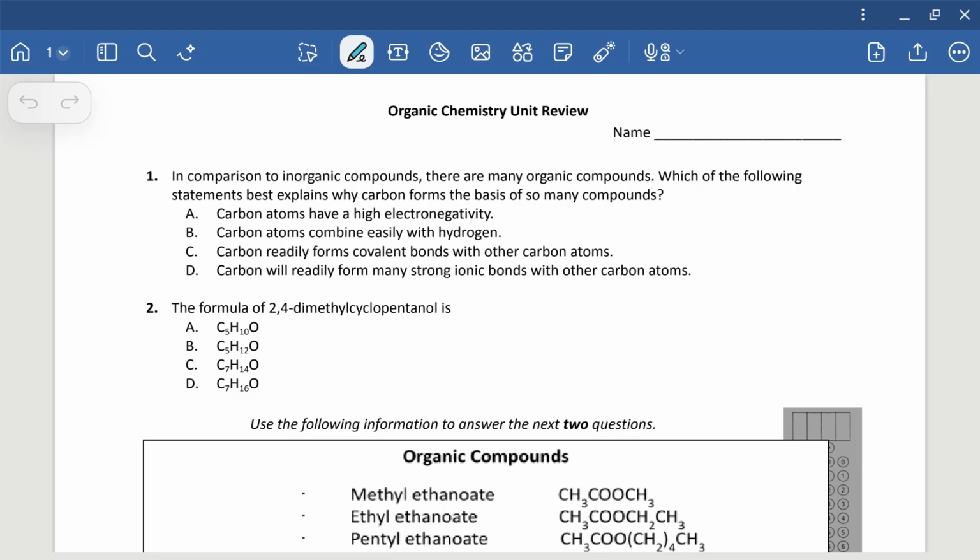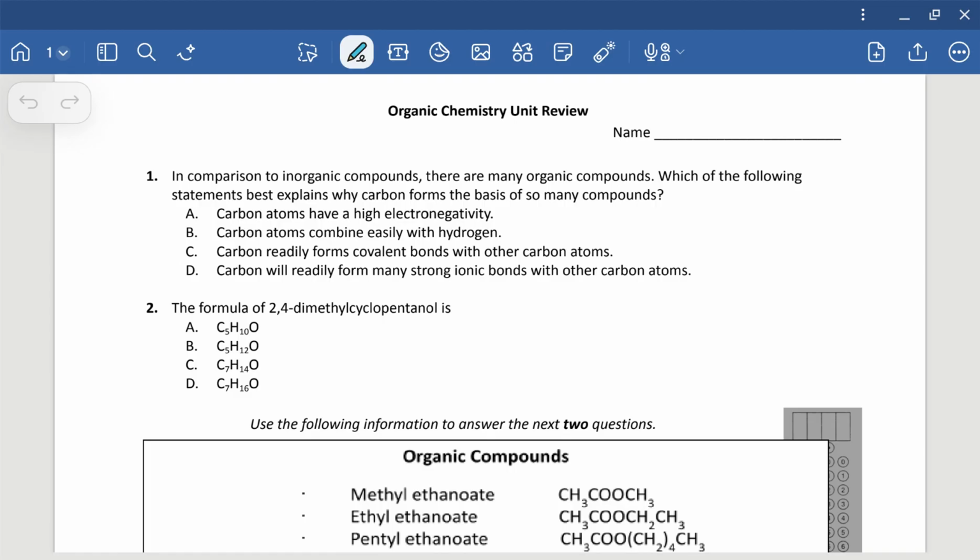So starting with the very first question, it's asking, in comparison to inorganic compounds, there are many organic compounds. Which of the following statements would best explain why carbon forms the basis of so many compounds? The first one is talking about carbon having a high electronegativity. The second one, carbon atoms combine easily with hydrogen. C, they readily form covalent bonds with other carbon atoms. And lastly, they readily form many strong ionic bonds with carbon atoms.